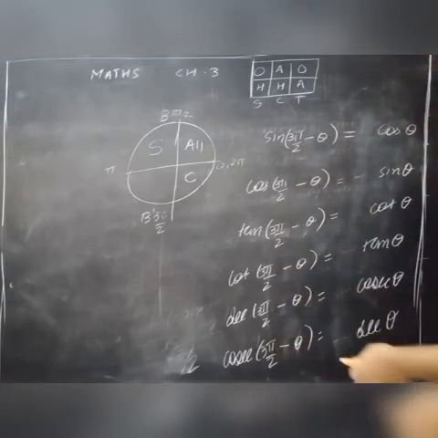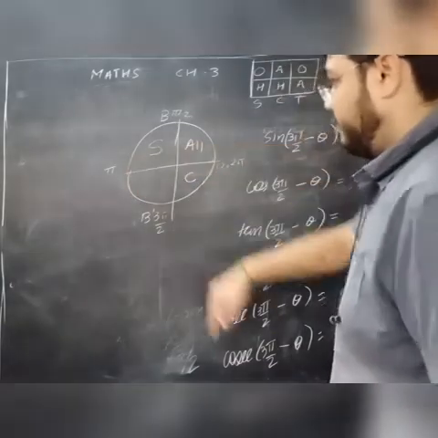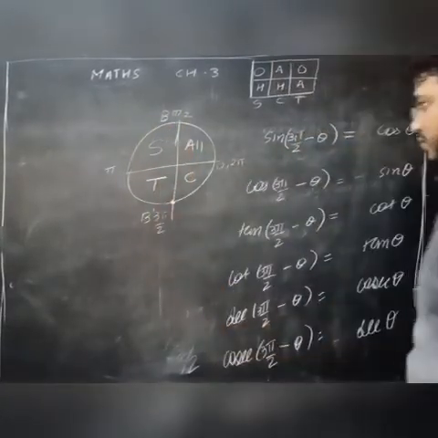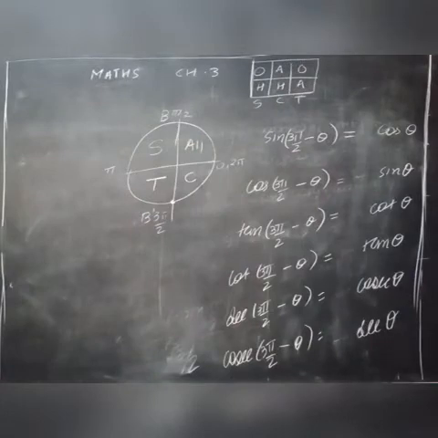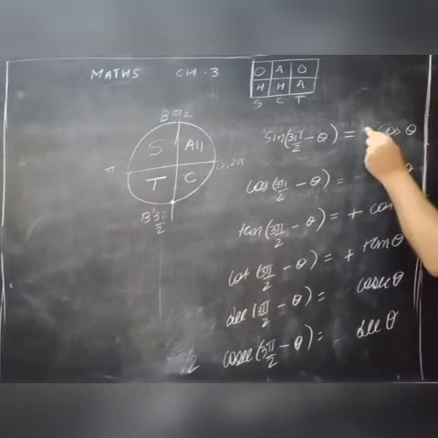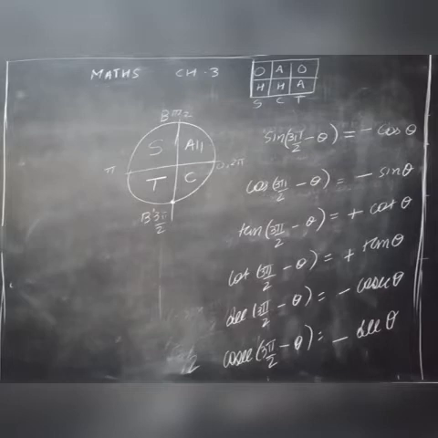Here also the reference point used is B dash, therefore the function will change, but this time the quadrant will be the third quadrant. If I subtract something from 3 pi by 2, then I will go in the third quadrant. In the third quadrant T, that is tan, and the reciprocal of that, cot, is positive. So tan will be positive and cot will be positive, rest all will be negative. Right. So this is the answer of 3 pi by 2 minus theta.